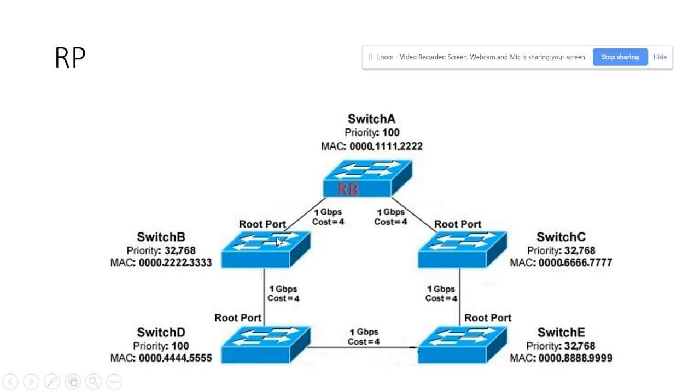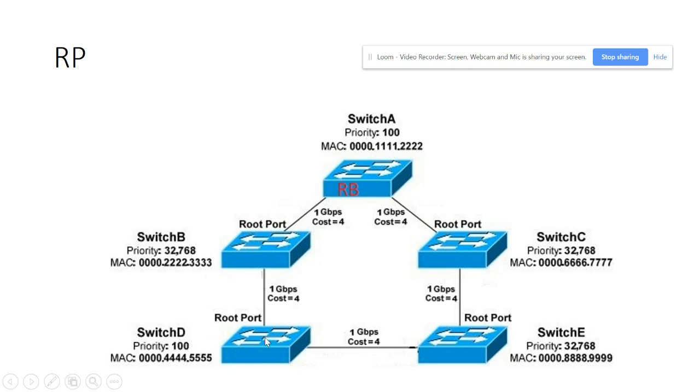We have two paths. One directly goes to A, another goes through switch D. Now the cost that directly goes to A is 4, and the cost that goes through switch D is 4 plus 4 plus 4 plus 4. That means 16. So the path that goes directly to A and the port connected to that path becomes the root port. So I label this one as root port.